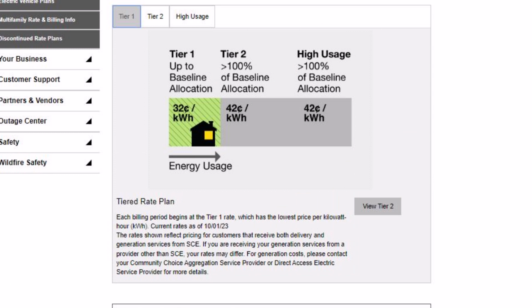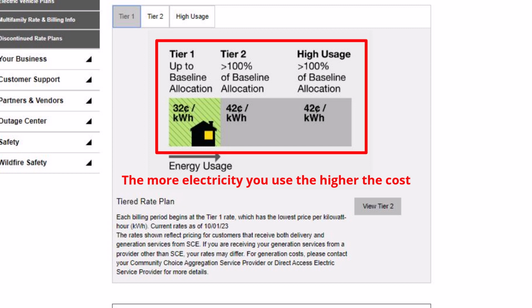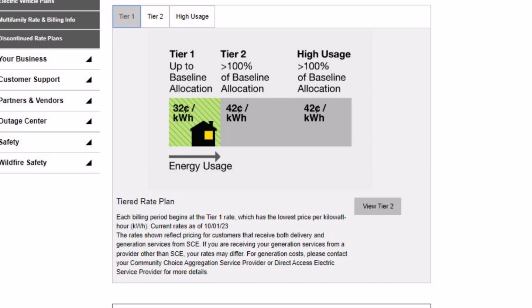SCE also offers a domestic tiered rate. This rate plan is not based on the time of day you use your electricity. Rather, the plan is based on the total amount of electricity that you use over the course of the billing period. The costs for this plan are determined by tiers. The best way to keep energy costs low for this rate plan is to limit the total amount of your energy consumption.